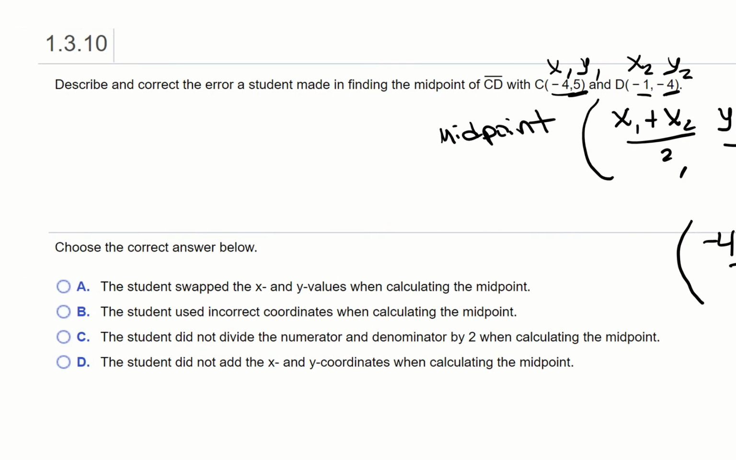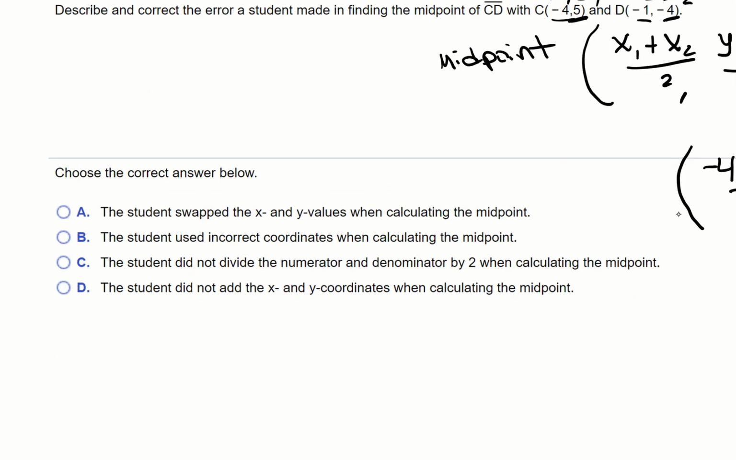So if we look at the answer choices, does the student swap the x and y values? No, that's not true. Student used incorrect coordinates? No, that's not true. Student did not divide by 2? No, they did divide by 2. The student did not add the x and y coordinates, and so this is what we're looking for.